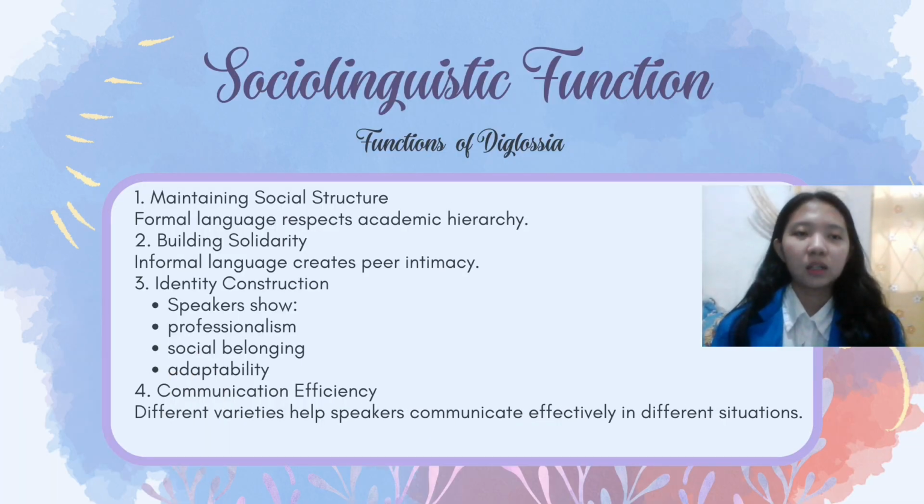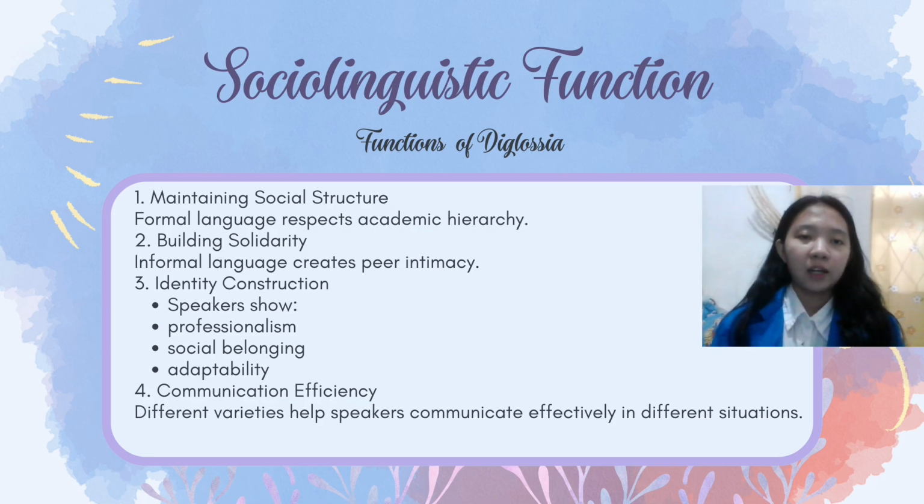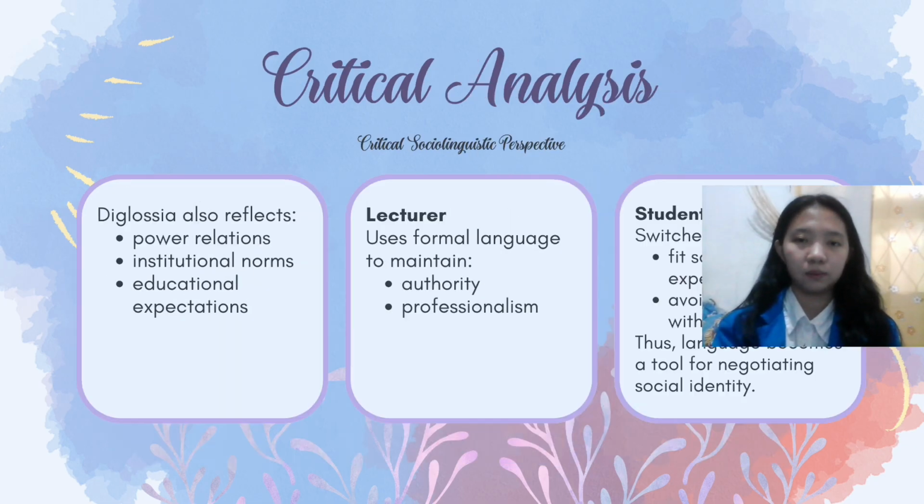Sociolinguistic functions. The first function is maintaining social structure. Formal language respects academic hierarchy. 2. Building solidarity. Informal language creates peer intimacy. 3. Identity construction. The speaker shows professionalism, social belonging, and adaptability. 4. Communication efficiency. Different varieties help speakers communicate effectively in different situations.